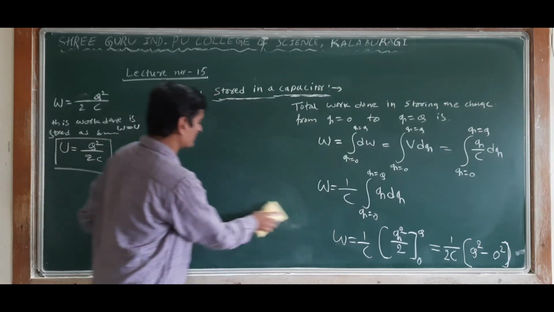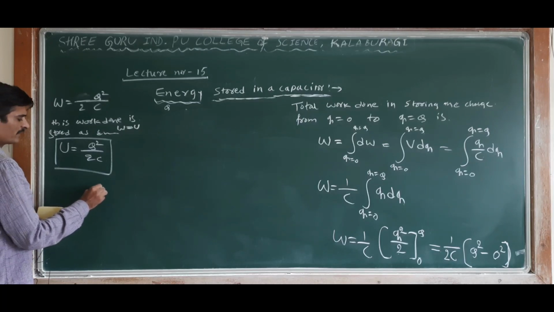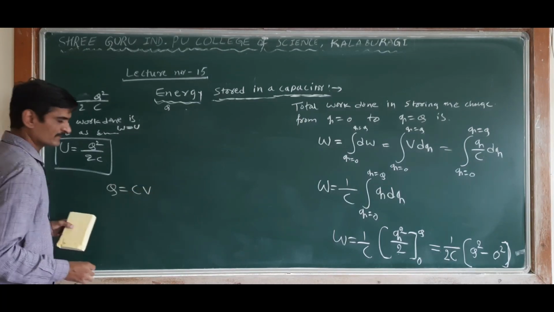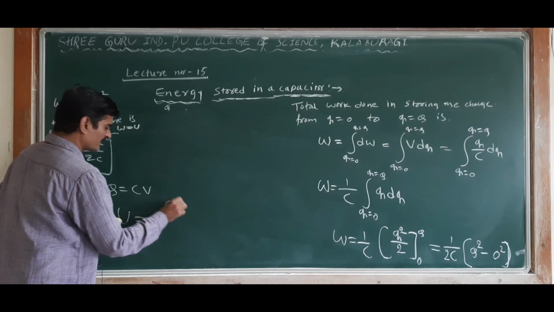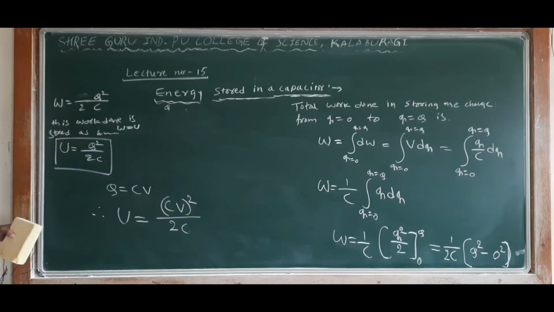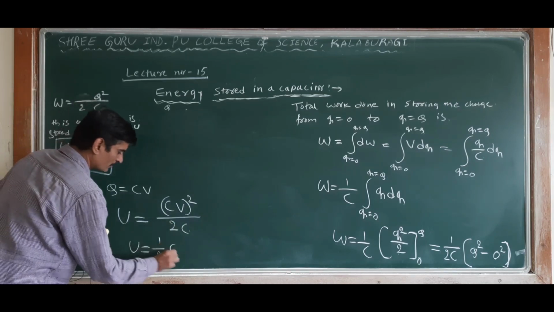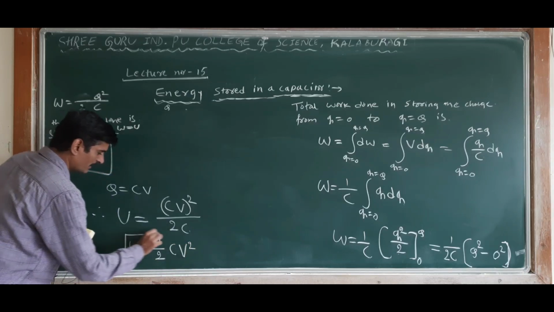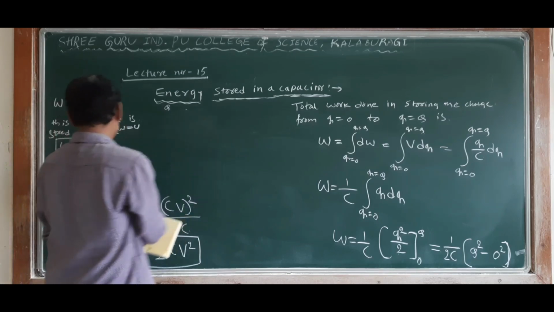Now this formula can also be written in a different form. Since we know that q is equal to C into V, therefore U is equal to CV square divided by 2C. So you can write U is equal to 1 by 2 CV square. This is also another formula, the same in different terms.